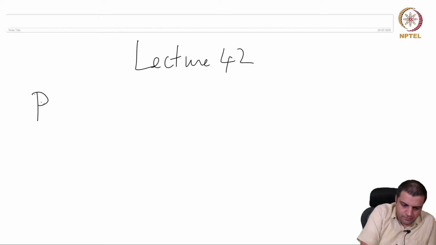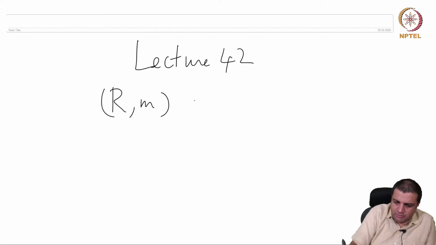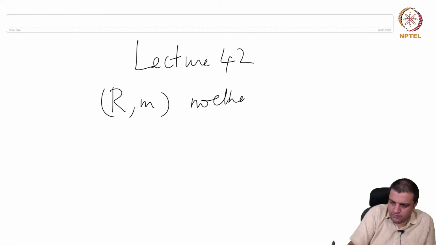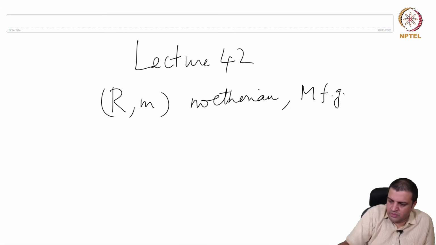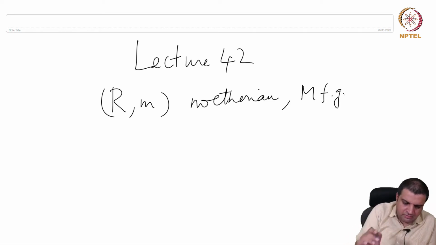Proposition. Throughout this whole lecture, R, m is Noetherian and M is a finitely generated R-module, and we will not explicitly state this all the time, except maybe when we state the theorem. So, another proposition.